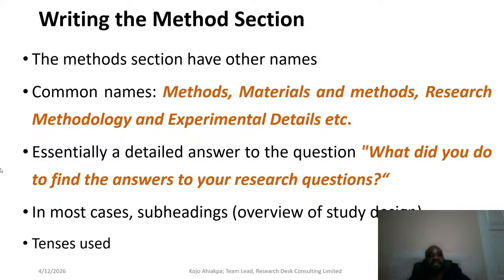Now let's move to the next section, which is writing the research method. In most literature or in most fields, you either see method or materials and method. Those of us in the biological sciences, like myself, refer to it as materials and method. Others will call it research methodology, others will call it experimental details. It's the same thing. It's a matter of semantics, different wording and articulations, but the same thing.